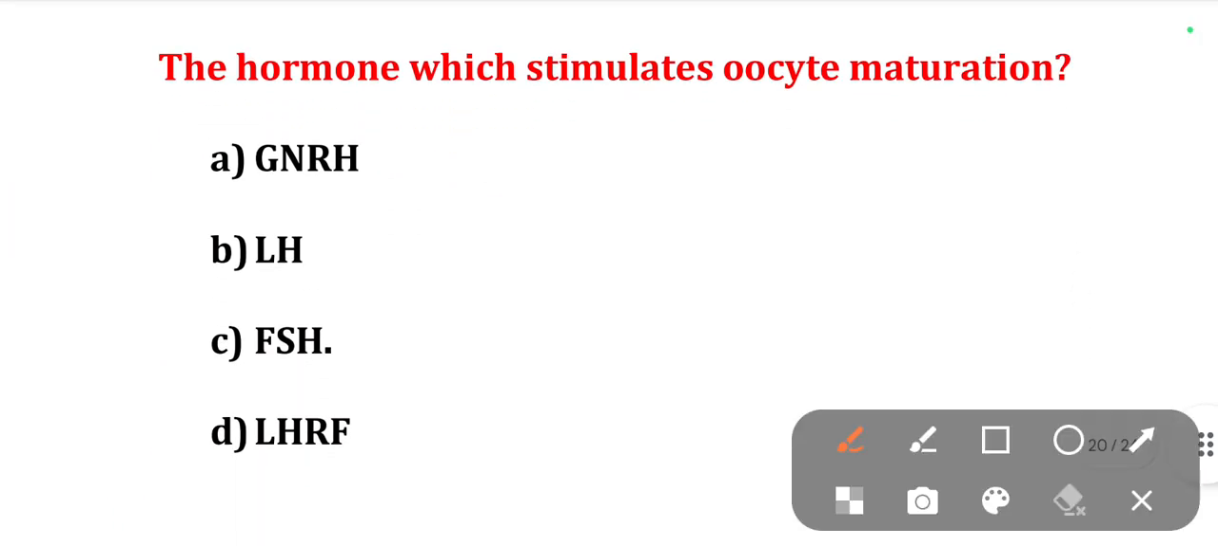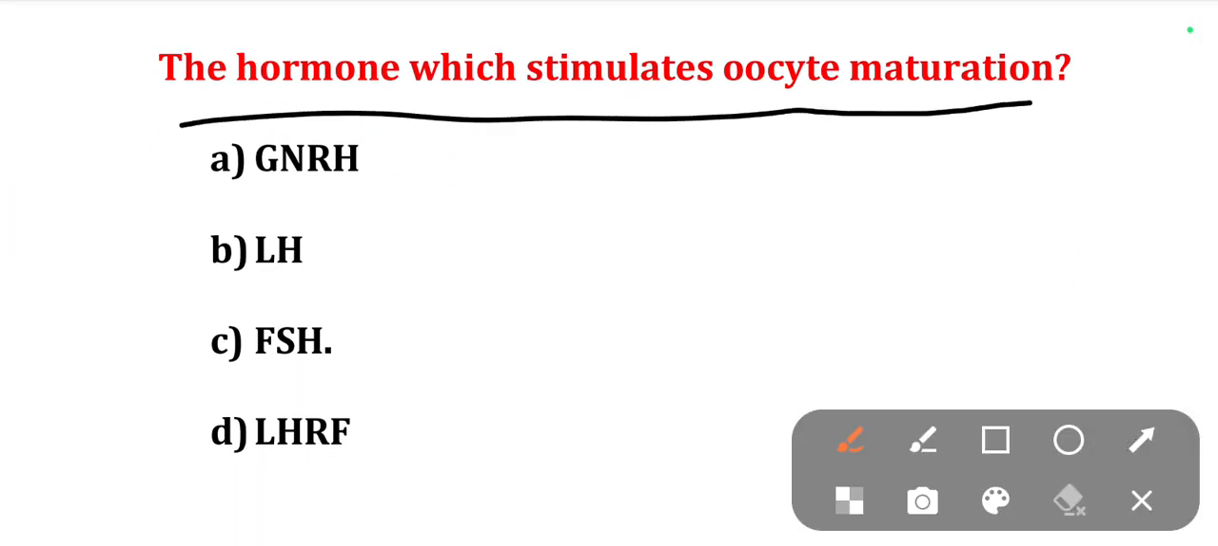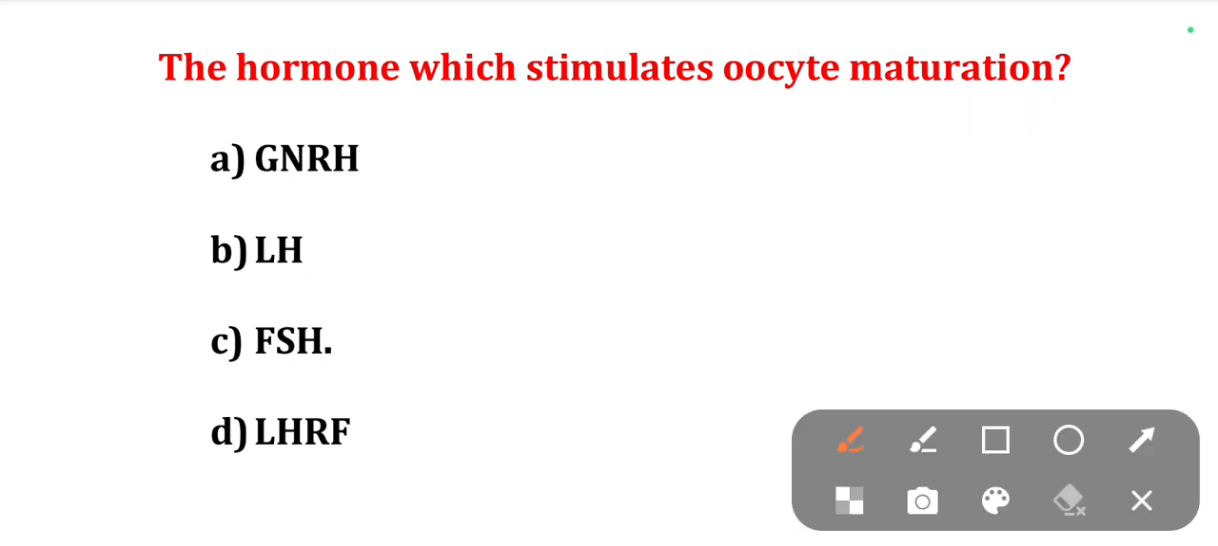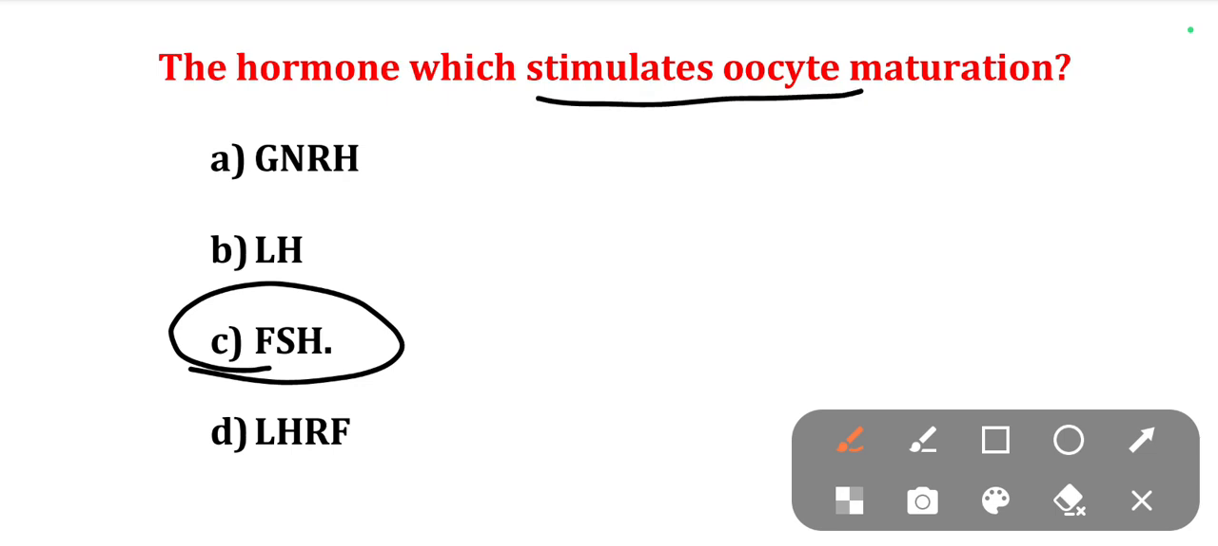The next one is the hormone which stimulates oocyte maturation. So which hormone is responsible to stimulate the oocyte? Options: GnRH and LH, FSH and LHRF. The right one is FSH. FSH is nothing but follicle stimulating hormone, which is responsible for stimulating the oocyte.